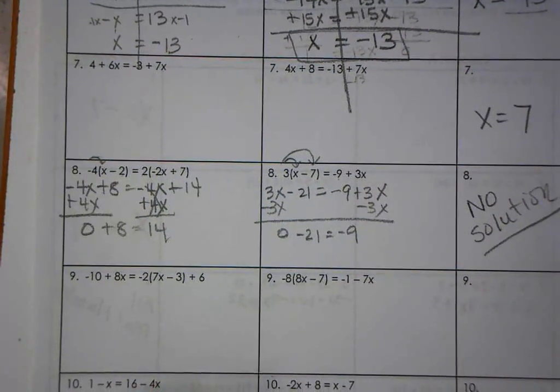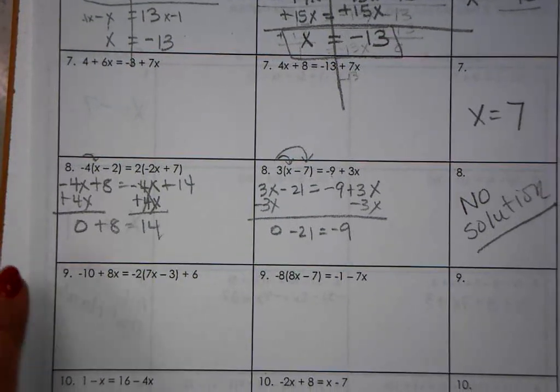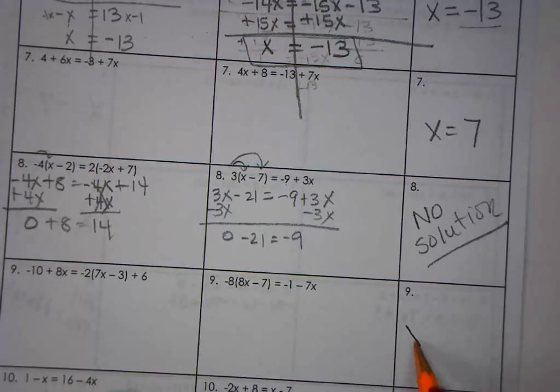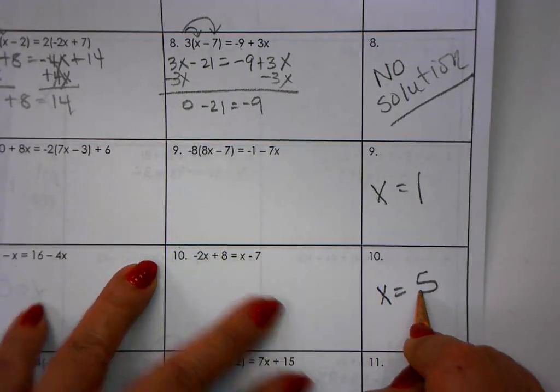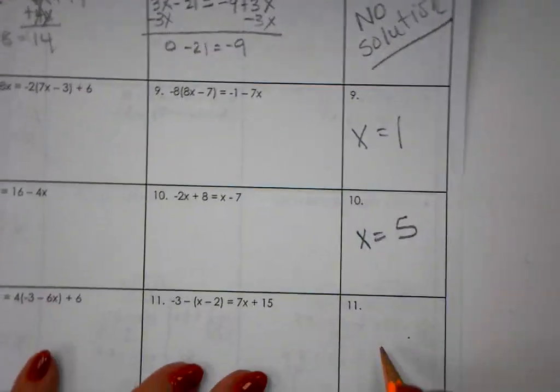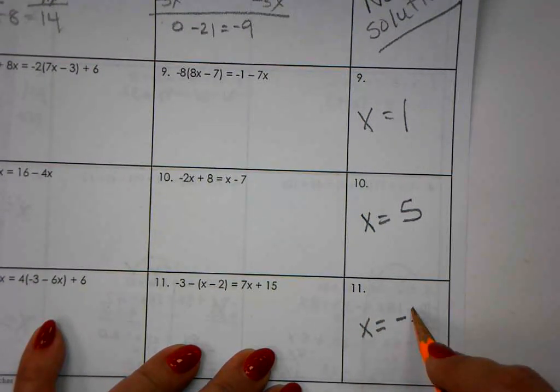Remember, I'm to find the value of x, and I'm not able to because x canceled itself out. And the next one is going to be x equals 1. You have x equals 5 for 10. And then the last one will be x is equal to negative 2.